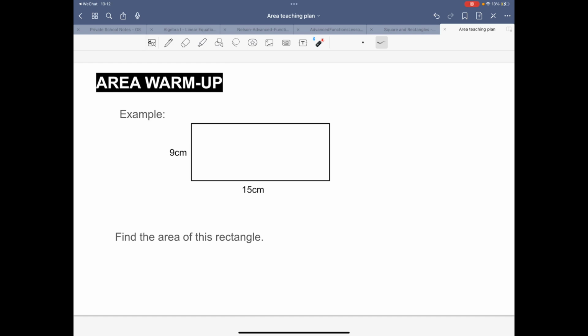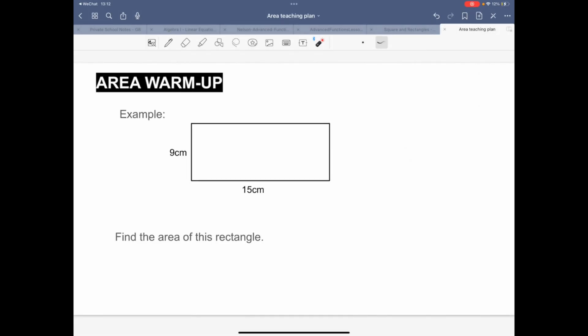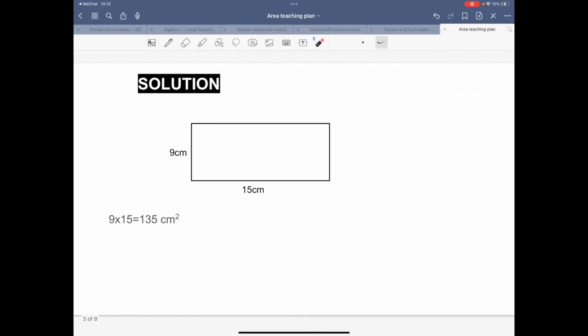We can't use a ruler. We don't have any rulers beside us. And you might be thinking the width and the length are useless. Well, they're not. The length and the width are actually the key to solving this question. So here we have the answer. It's 9 times 15 equals 135 centimeters.